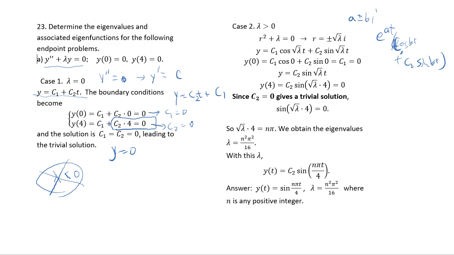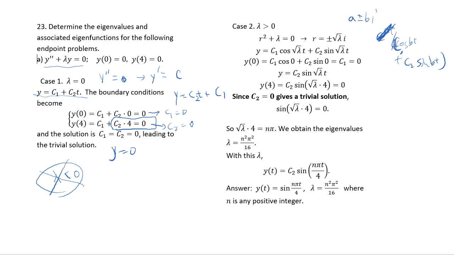But since A is 0, you don't have anything here, so you should think of it as 0 plus minus lambda, square root of lambda. So e to 0 is 1, so you don't get this at all, and you only get this, okay? With b being square root of lambda. So this is what you're getting. And then again, plug in y of 0, and then you get c1 equal to 0.